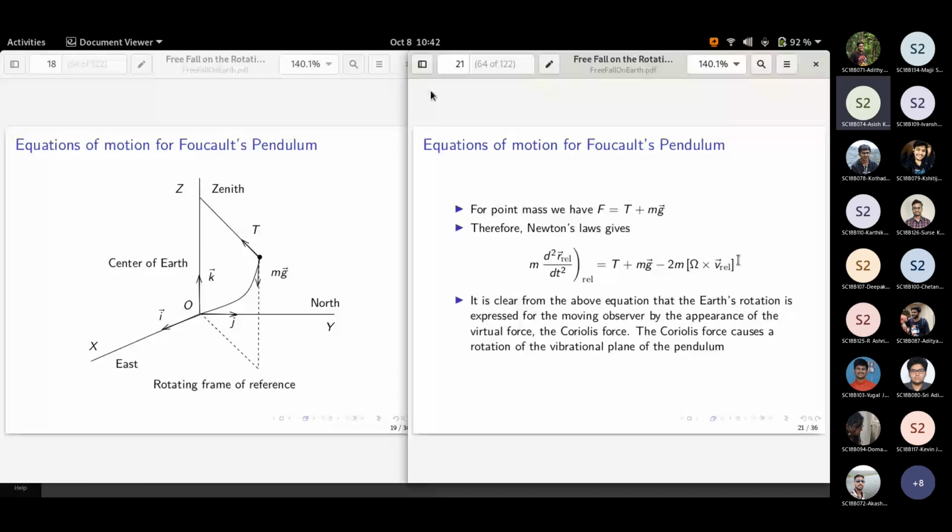Sir, should the mg be downwards? I think it should be towards the center. Yeah, towards the center, mg is okay. So let us think of this. Should it be towards the center O, or as shown in the figure?